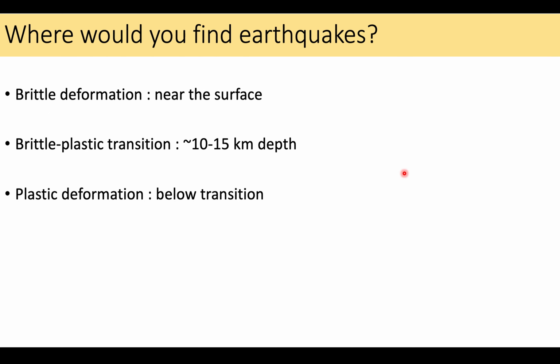So where would you expect to find earthquakes? Earthquakes are going to happen where we have brittle deformation, where we have cracking, where we have motion quickly. Not that very slow plastic motion, but the brittle cracking and fracturing. So this is going to be near the surface of the Earth. So earthquakes will always be 15 kilometers deep or above, because plastic deformation is going to happen below that, and we will not have earthquakes at that depth.